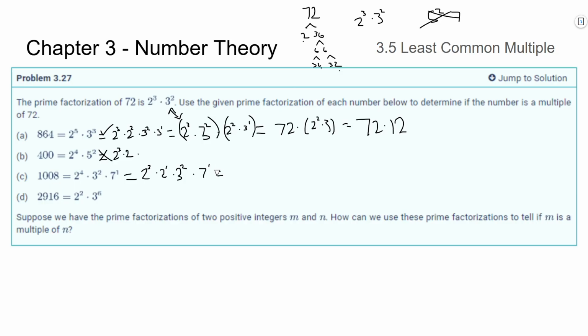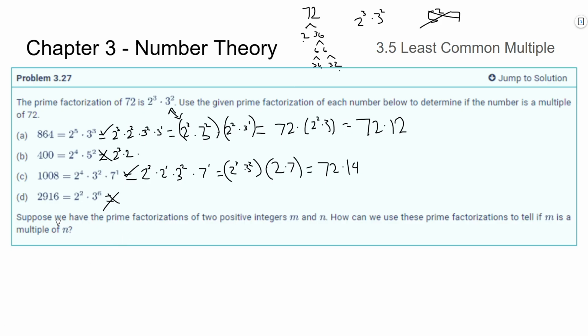Okay, so let's go ahead and use our commutative property and rearrange. So we have 2 cubed times 3 squared. Right, that's our 72, and what's left? So we got 2 cubed and 3 squared, so we have 2 times 7 that's left. So this would equal 72 times 14. Okay, so this is indeed a multiple of 72. How about this one? Can we extract a 2 cubed from this? No, we cannot. So that is not a multiple of 72.